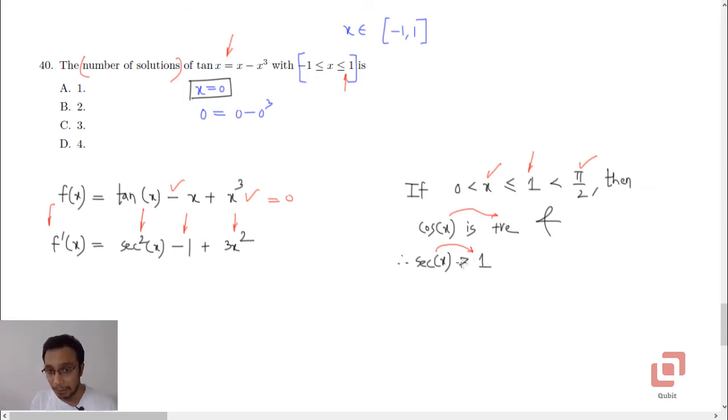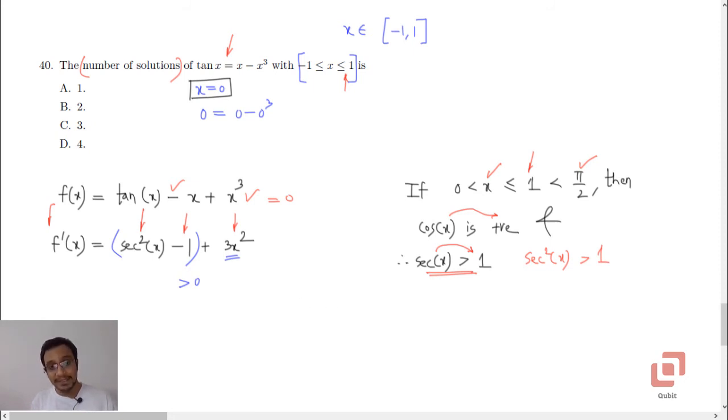And this point is extremely important because sec x's range is -infinity to -1 union 1 to infinity. Okay, but because in this case x can never be 0 because we have ruled it out, sec x has to be greater than 1 because x is an acute angle. What does it mean? It means that if sec x is greater than 1, sec squared x will automatically be greater than 1, and if we subtract 1 from that, this part will still be positive. Yes, and what about 3x squared? Well, we know that 3x squared is always non-negative, and in this case positive.